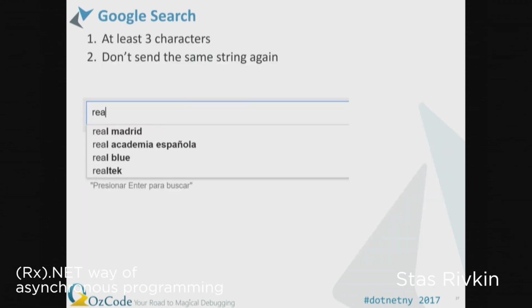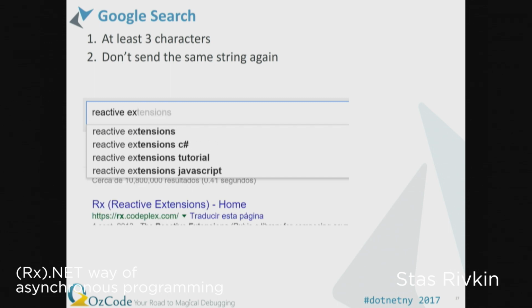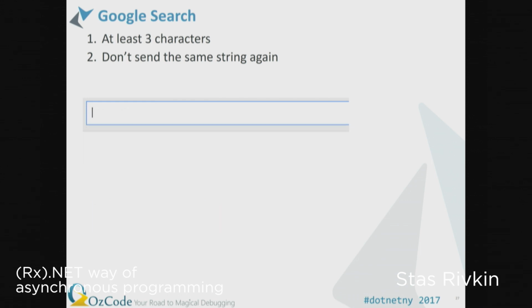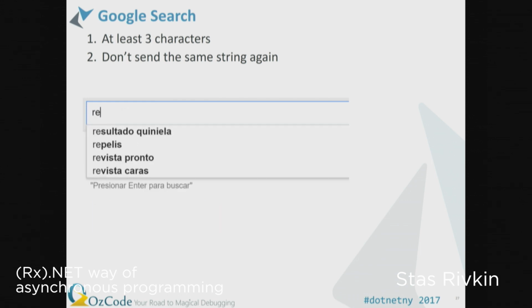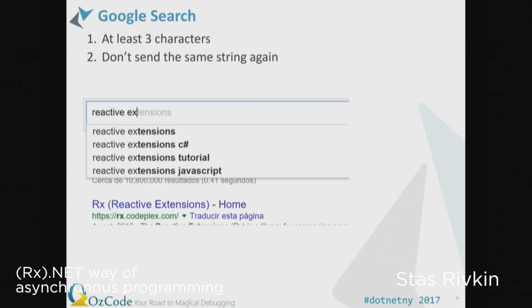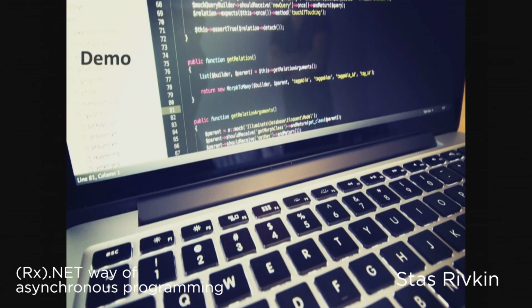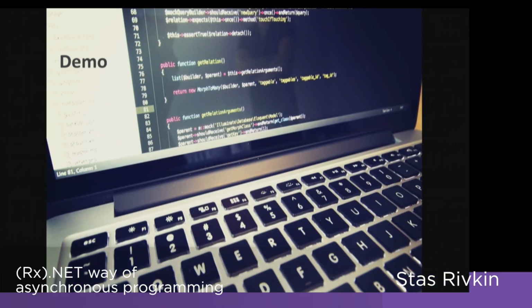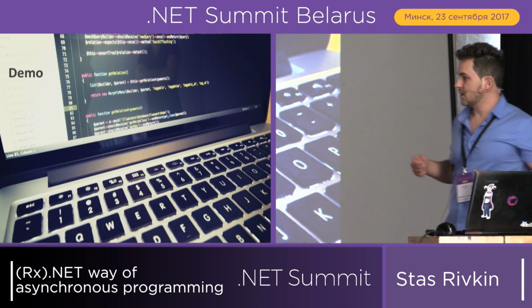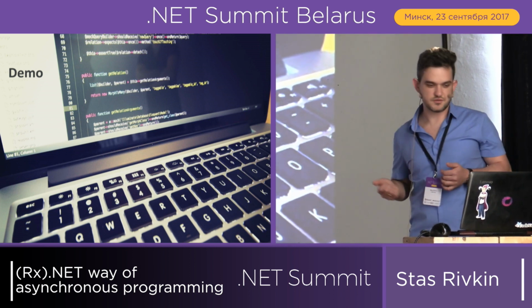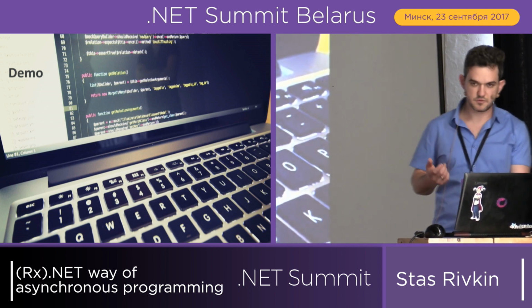So we have our project manager, and he asks us to implement a cool feature, which is Google search. And we got a few requirements. The first one, at least 3 characters long. And the other one, do not send the same string again. Before we see how Rx solves that problem, let's see a simple implementation.